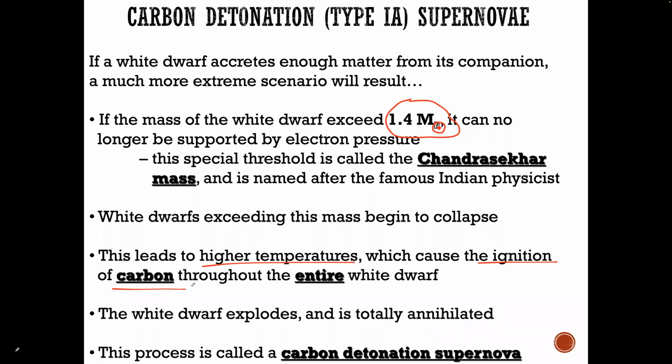And then we talked about the nova, which is due to accreting some material from a surrounding star towards a white dwarf. And if the accreting material increases the mass of the white dwarf beyond this Chandrasekhar limit, then you have a carbon ignition throughout the entire white dwarf, which will result in a complete explosion of the star, right? So that is what we call the carbon detonation supernova, or type 1A supernova, right? So I hope now the differences and the similarities are clear for you for these different types of supernova explosions.